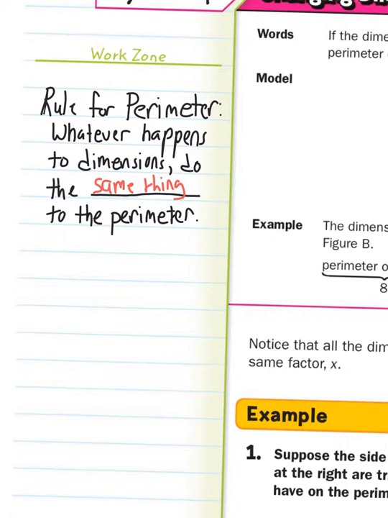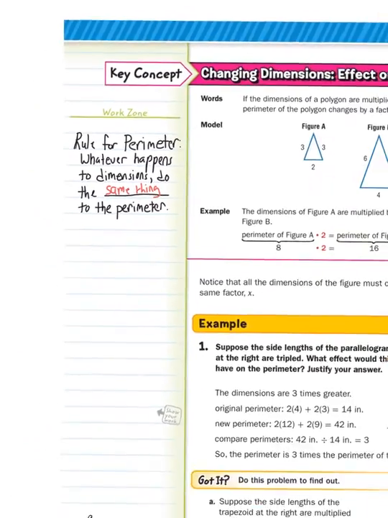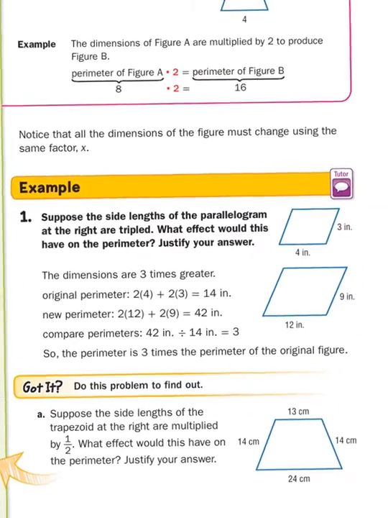Okay. So I'm going to try to explain this a little more. Whatever you do to the dimensions, you do the same thing to the perimeter. So if you have a square and you multiply all of the dimensions by 5, the perimeter of that square will also be multiplied by 5. It's always the exact same thing. If you divide the side lengths of a rectangle by 4, the perimeter of that rectangle will also be divided by 4. All right? So let's go down and show you how this works in an example.